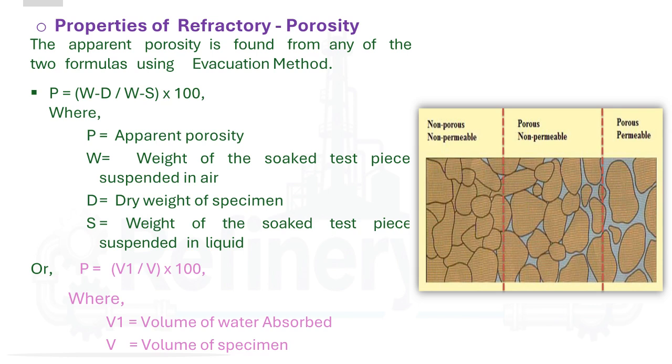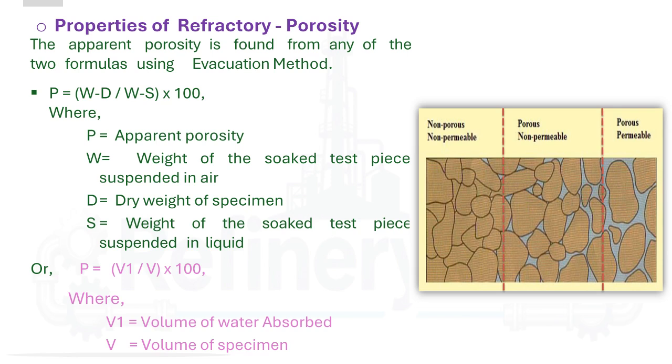The first formula is P = ((W − D) / (W − S)) × 100, where P is the apparent porosity. W is the weight of the soaked specimen suspended in air. D is the dry weight of the specimen. S is the weight of the soaked specimen suspended in liquid. The second formula is P = (V1 / V) × 100, where V1 is the volume of water absorbed. V is the total volume of the specimen. So why is porosity critical?